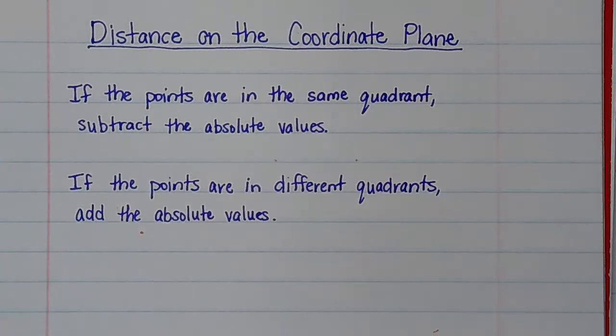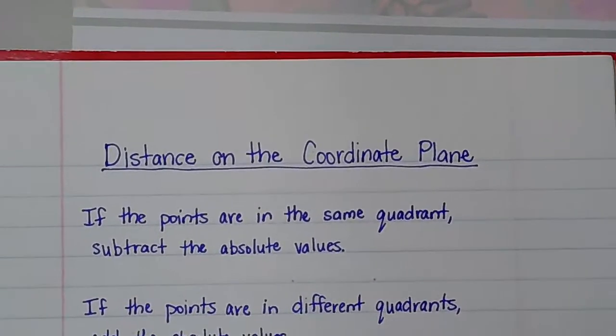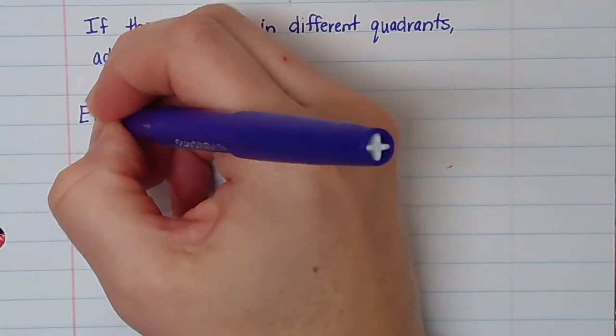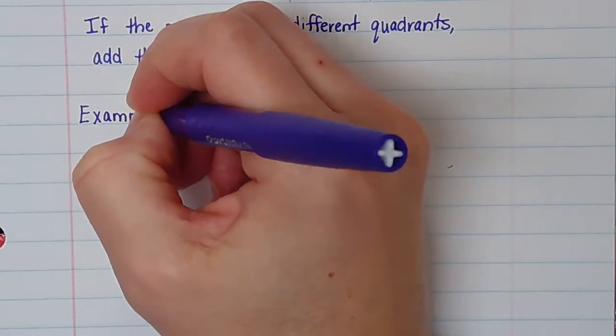So you're going to have one ordered pair over here, one ordered pair over here. If they're in different quadrants, you're going to add them, but if they're in the same quadrant, you're going to subtract them. So let's look at some examples real quick, so you can kind of understand what I'm talking about.